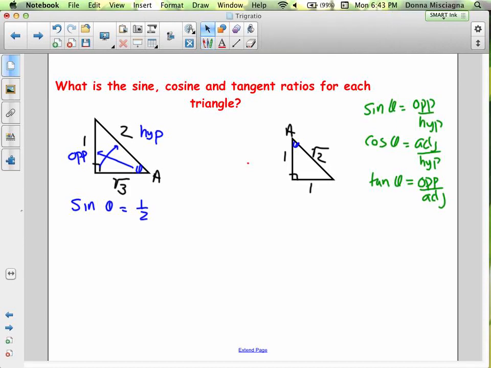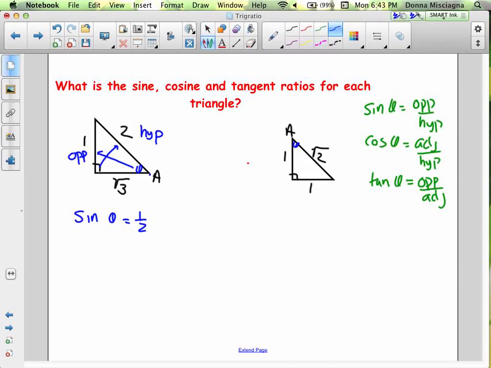Cosine uses the adjacent side and the hypotenuse. Adjacent to angle A is this side here that makes up part of angle A. So we want the cosine. I could put theta in there, or I could put A. I put the theta in there to kind of mark where it was, but since we're really just talking about angle A, I'm going to put A. So cosine for angle A is going to be the square root of 3 over 2.